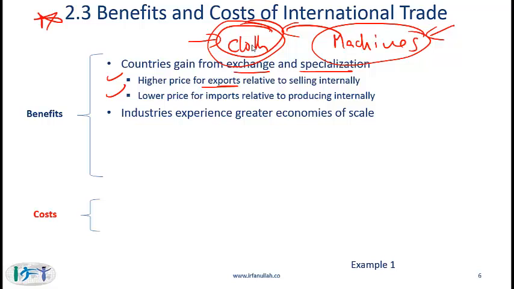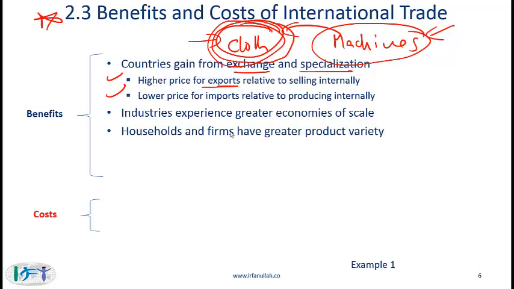As might be obvious from this discussion, industries experience greater economies of scale. If a country develops its clothes industry further, it is already good at producing clothes, but it expands this industry, then the costs can go down further due to economies of scale. Households and firms have greater product variety. If materials, goods and services are coming from other parts of the world, then clearly consumers have more variety and hopefully lower cost also.